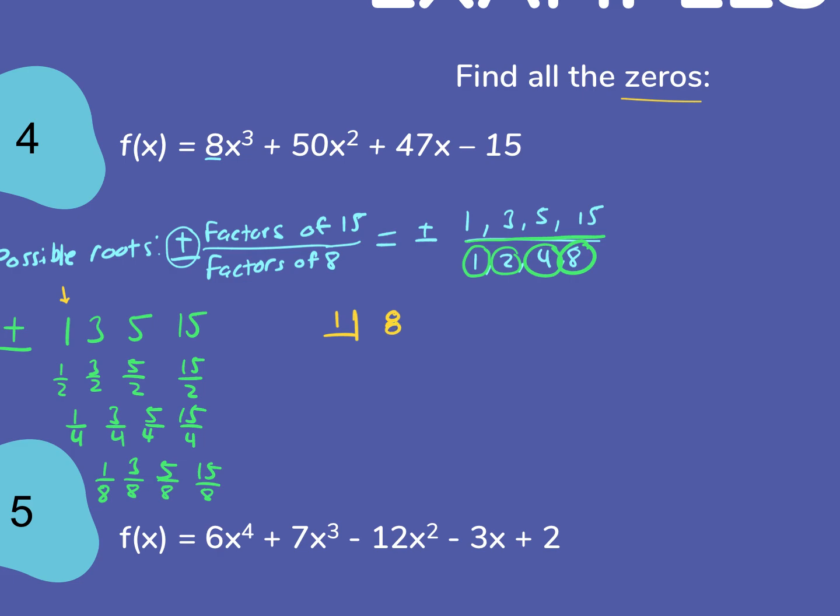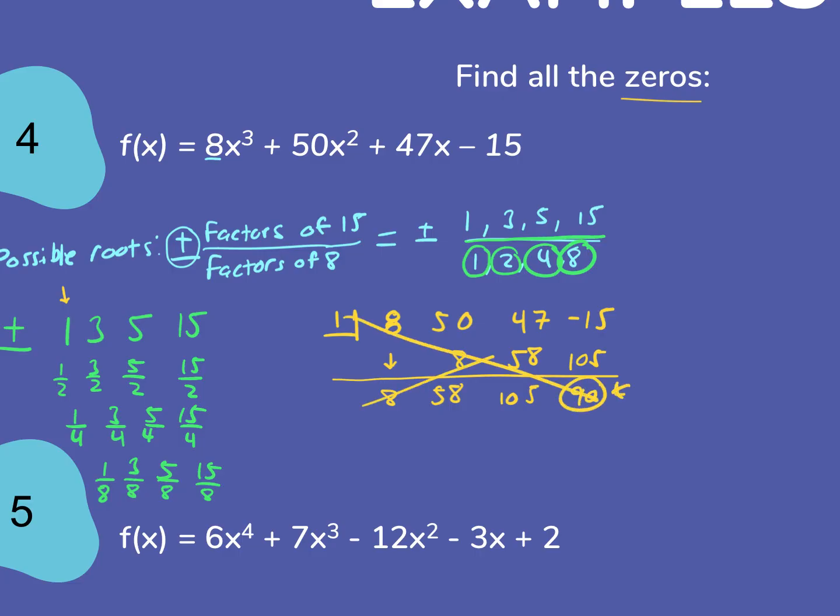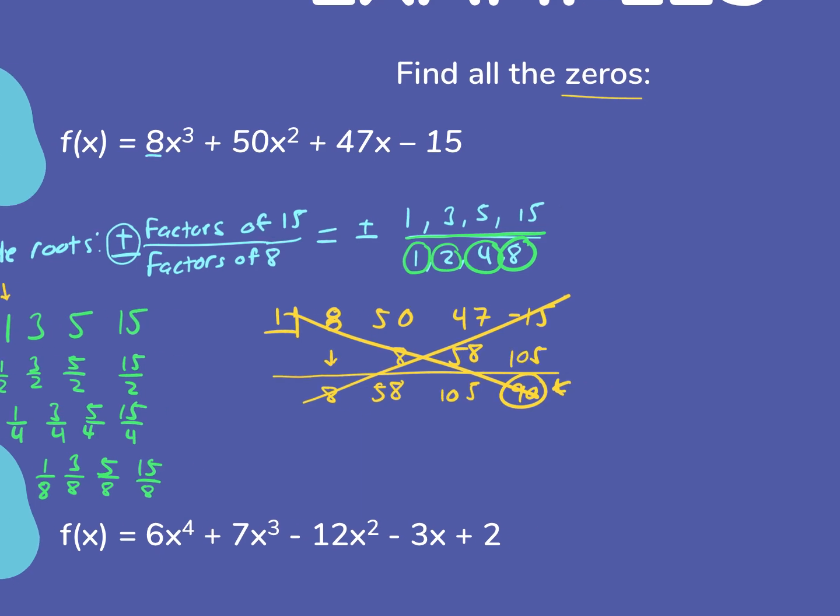And I'm going to do my synthetic division, right? This is where the trial and error starts. So 8, 50, 47, and -15. These are our coefficients of our function. So start the process. 8, 8, 58, and then you're going to see, once you start getting a big number, like 105, and you get 105 minus 15, that's not going to get you 0, right? The goal here is for this number to be a 0. So I know that this does not work. Didn't work, let's try the next one.